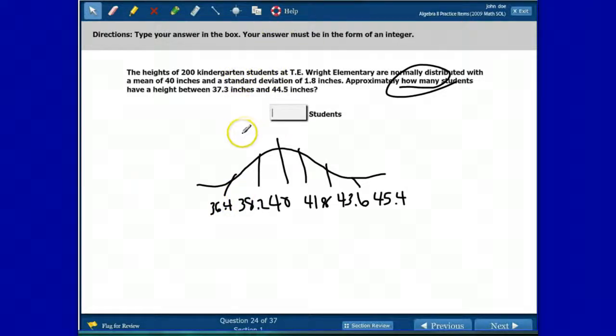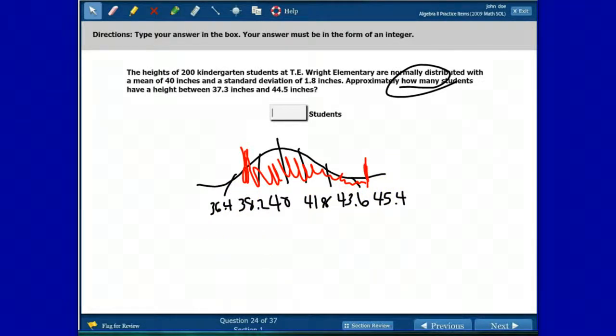Alright, but what are you interested in? You're actually interested in the area between 37, which is somewhere in here, and all the way to 44, which is all the way in here. So you're interested in all of this. What is important for you to know is what you don't want. So basically, I don't want any of this, and I don't want any of this over here.